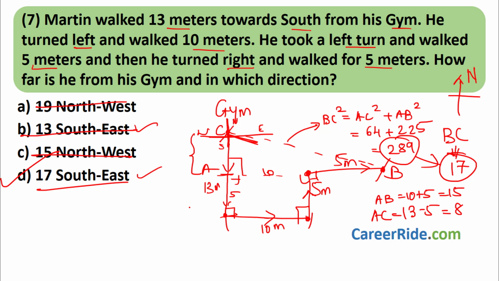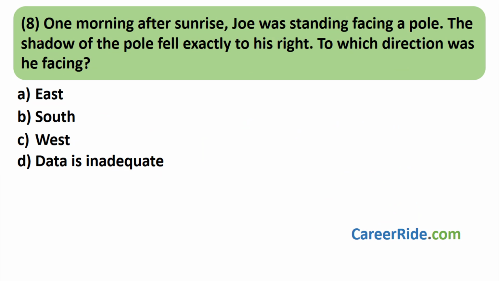Moving to question number 8. One morning after sunrise, Joe was standing facing a pole. The shadow of the pole fell exactly to his right. To which direction was he facing? Now welcome to type number 4. It is related to shadows.